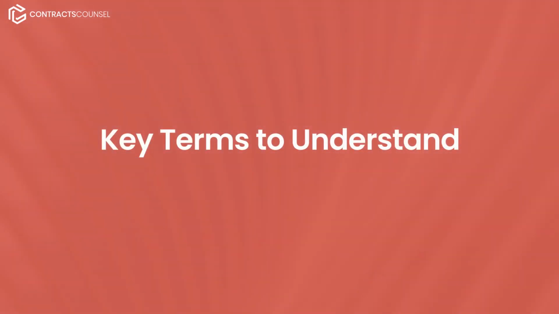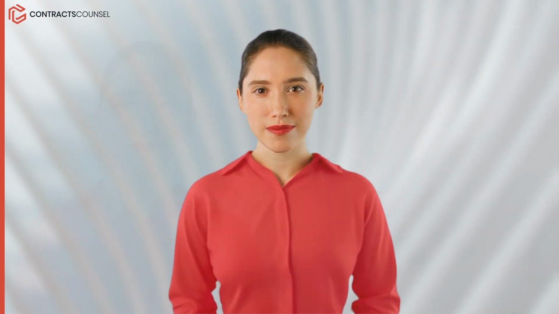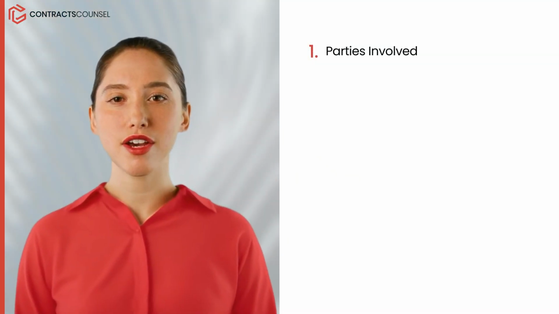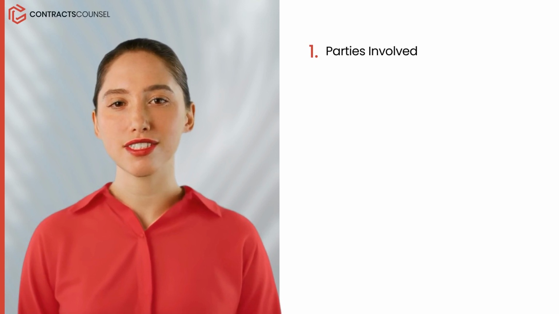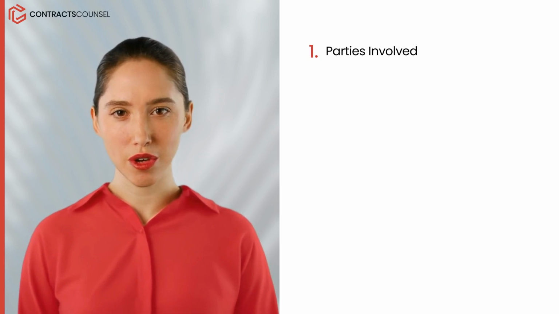Key terms to understand. Letters of intent contain many important terms that you should understand. Here are some key terms to look for. 1. Parties involved. Ensure that the names and details of all parties involved are correctly stated. Make sure the full legal names of the individuals or entities are used.